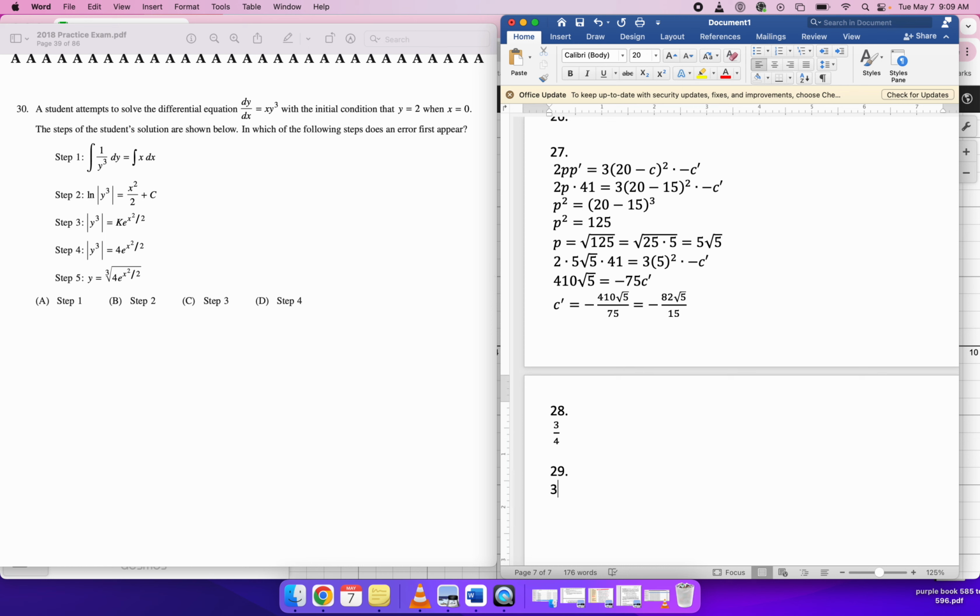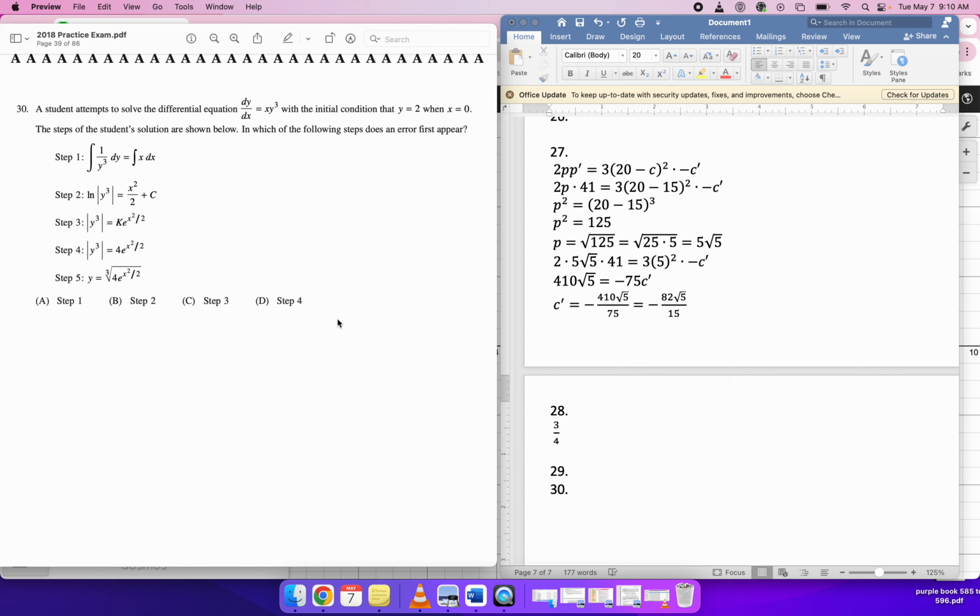30. A student attempts to solve the differential equation, blah, blah, blah, with initial condition. Steps of the student's solution are shown below. In which of the following steps does an error first appear? You've got to be careful because there are probably multiple errors. You need to find the first error.